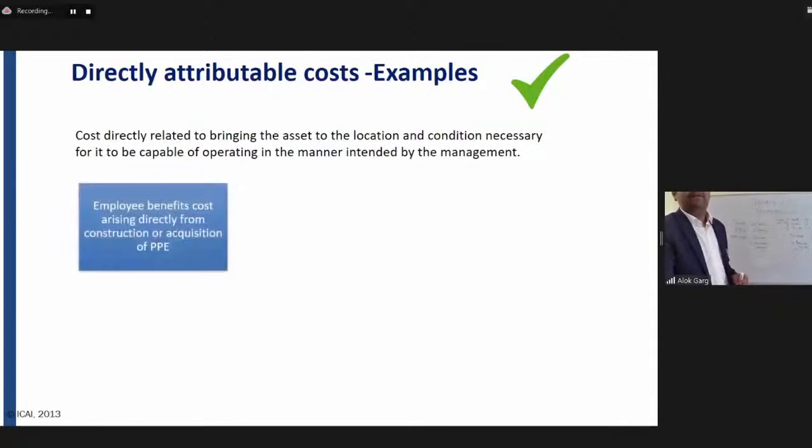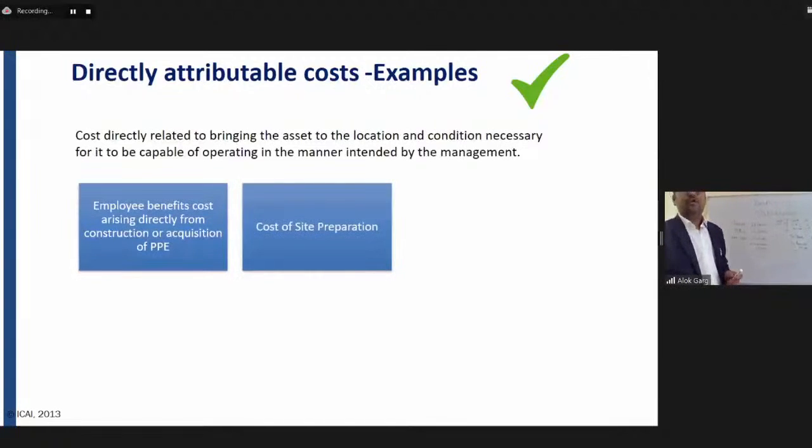Then there are some examples which are given under the standard for directly attributable cost. I have told you that it is a cost which is directly related to bringing the asset to the location and condition necessary for it to be capable of operating in the manner intended by the management. So this could include employee benefit costs arising directly from construction or acquisition of PPE. For example, there are some employees who are engaged in the construction of the factory or installation of machinery. So that employee benefit cost is also required to be capitalized as a directly attributable cost.